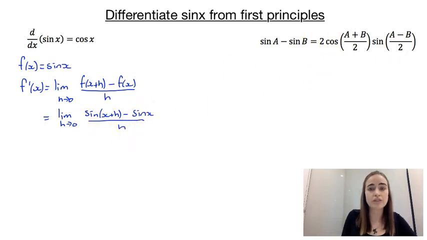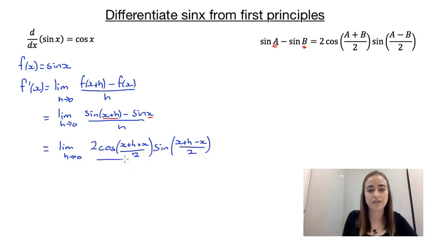So this is where we're going to use this rule. So for us, we're going to have that x plus h, that's our a, and then we're going to have the x as our b because we've got sine of something minus sine of something else. So if we rewrite that, we're going to have the limit as h approaches 0 of 2 cos of (x plus h plus x) over 2, and then sine of (x plus h minus x) over 2, and that's all over h.